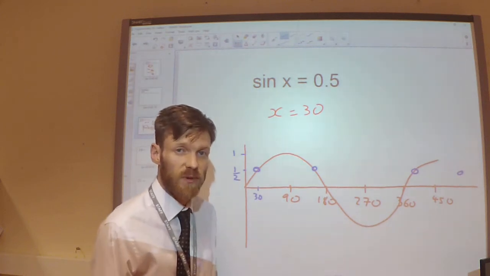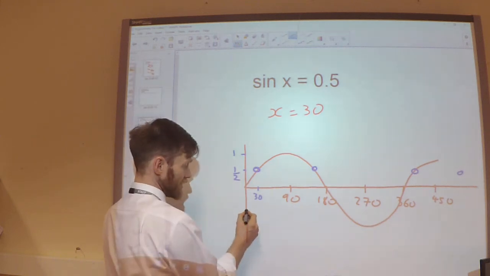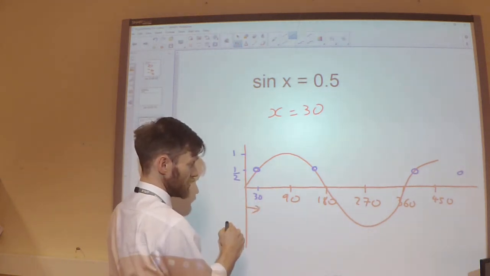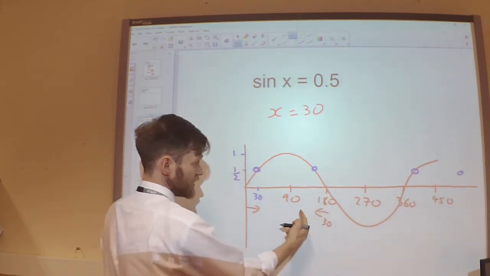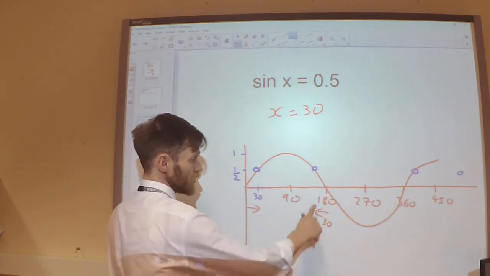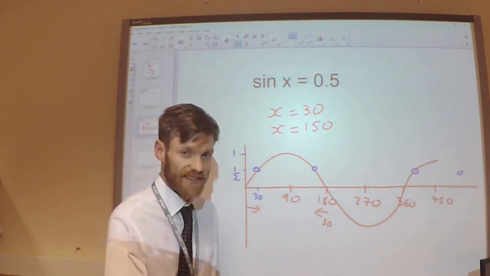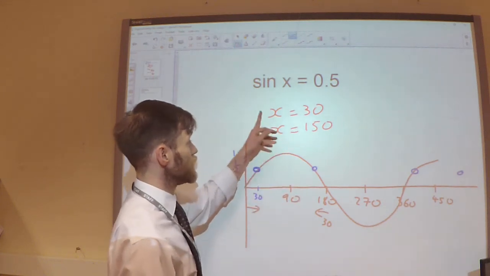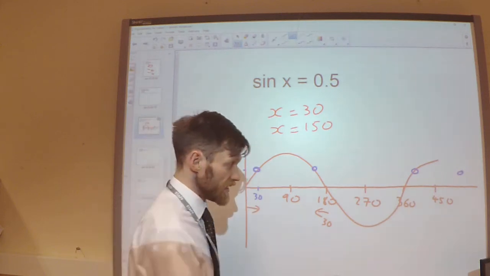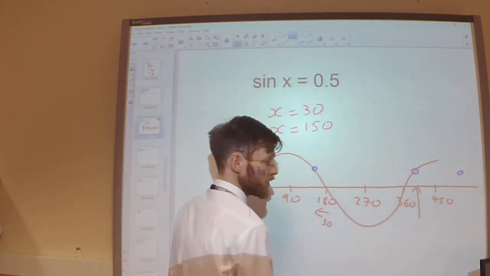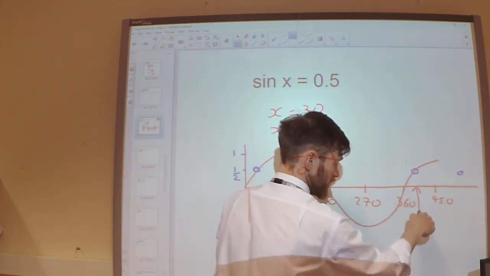So I can use the symmetry within the graphs to find these other solutions. So for example, if I know that that's 30 degrees away from 0, then I know that this solution here will be 30 degrees away from 180, because I have the symmetry of this graph like that. So I know that this solution is 150. And do check on your calculator if you want. Type in sine 150. You will get 0.5. In a similar way, I could work out this solution here, because I know it's going to be 30 degrees above 360. So that would be 390.